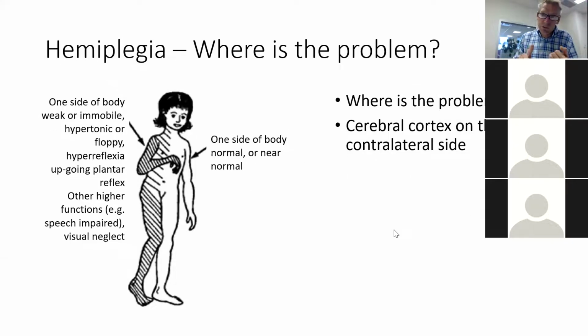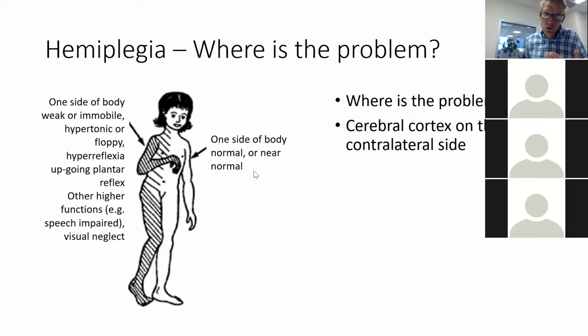Another clinical syndrome. We talked about the hypotonic baby, and we've talked about the child with new onset difficulty walking. The third clinical syndrome is a child who presents with a hemiplegia. And you always need to ask yourself again, where is the lesion? Where is the problem? Well, if you've got a hemiplegia, that is weakness down one side of the body.